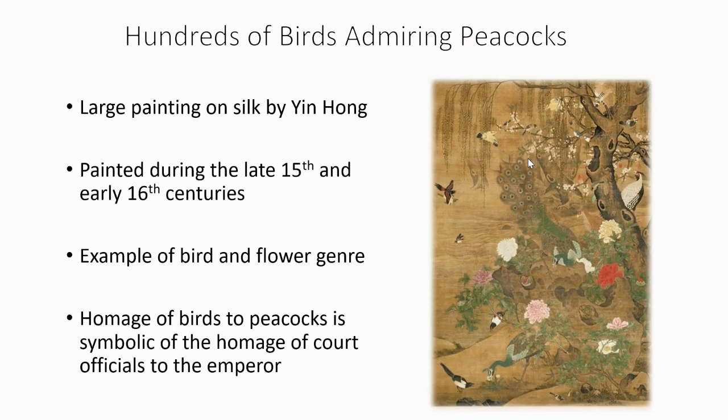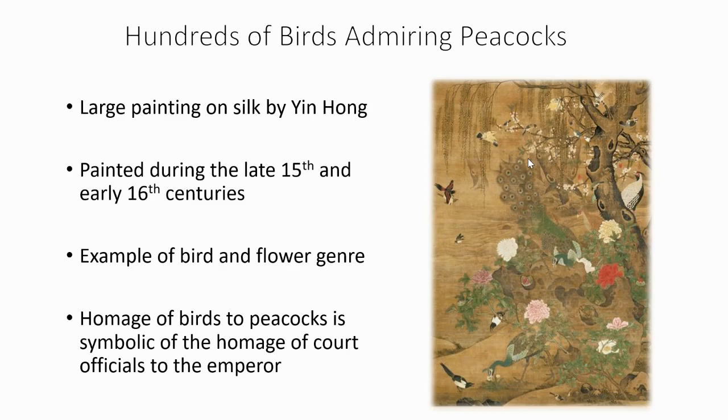So what we're going to see are pieces like this. This is Hundreds of Birds Admiring the Peacocks. It's a large painting on silk, painted during the late 15th, early 16th century. And it is a great example of a genre that was very popular during this time, which is the bird and flower genre. I love this genre because you can tell it's the bird and flower genre because there's lots of birds and flowers in there. And it is an homage of birds to peacocks, and it's symbolic of the homage of court officials to the emperor.